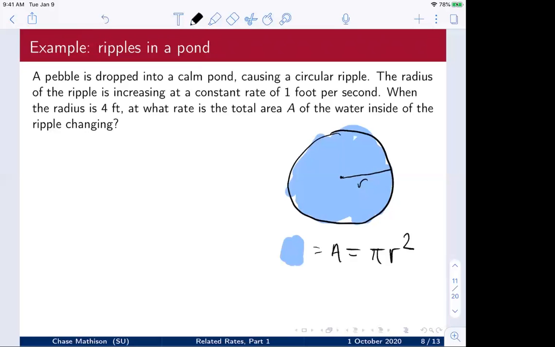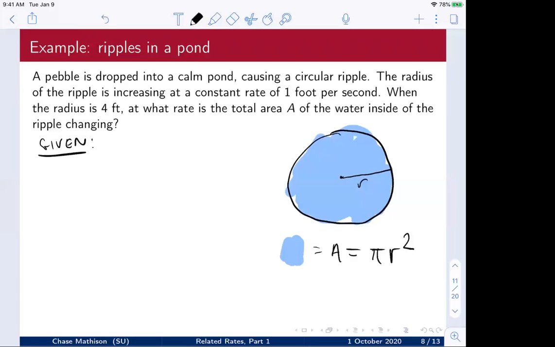Okay, so what have we been given? This drawing is good enough, right? Because as long as you label that radius with R to indicate that it's changing, then we want to find out how big that blue area is growing, right? So what have we been given in this problem? What have we been given?